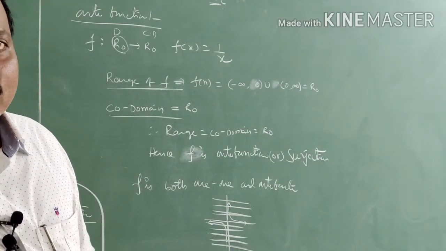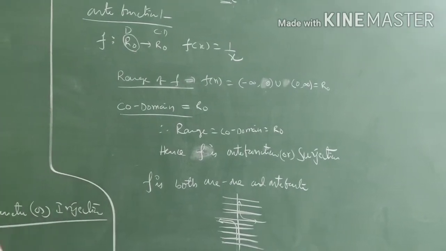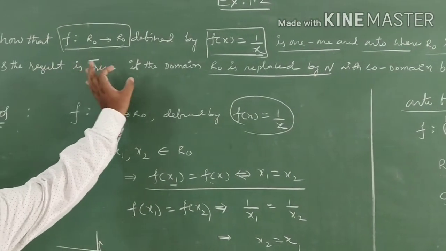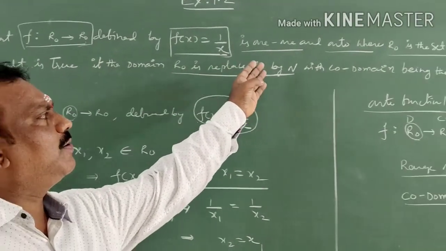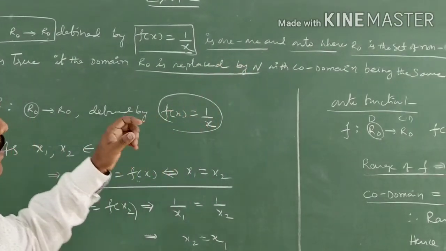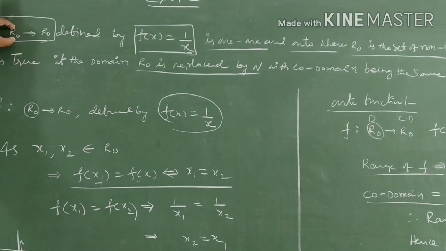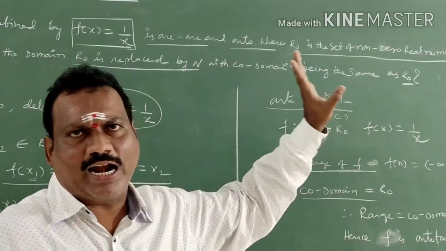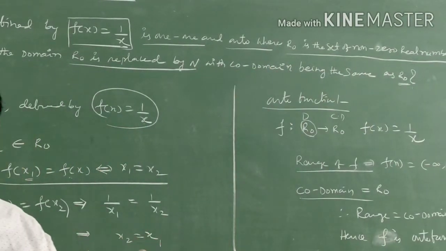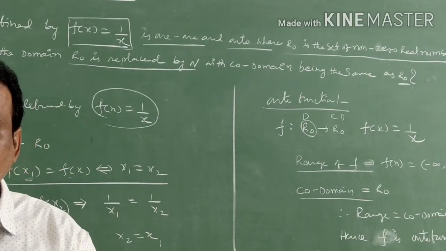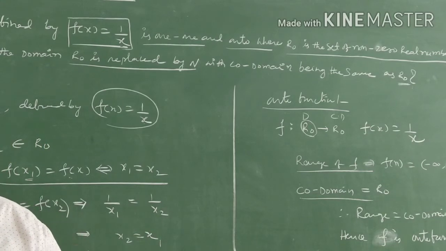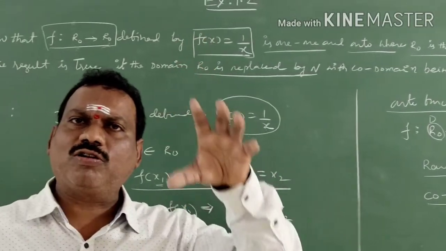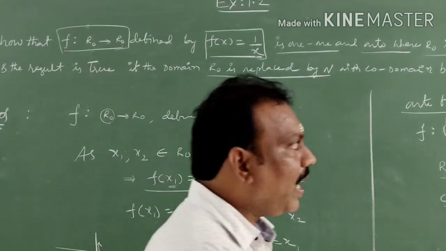This is one part. Still there is one more part. What is given? See here, is the result true if the domain R naught is replaced by N, with the codomain being the same as R naught? The codomain will be the same, but only the domain they changed. Whether you are getting 1-1 and onto, you have to check the result. I will check it here.